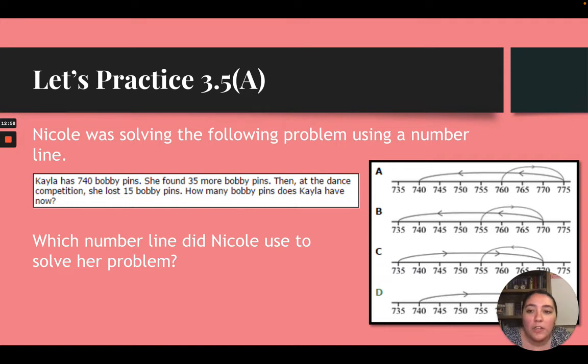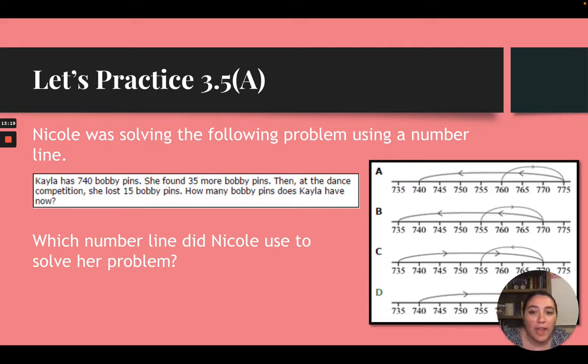Alrighty. Nicole was solving the following problem using a number line. Kayla has 740 bobby pins. She found 35 more bobby pins. Then at the dance competition, she lost 15 bobby pins. How many bobby pins does Kayla have now? Which number line did Nicole use to solve her problem?